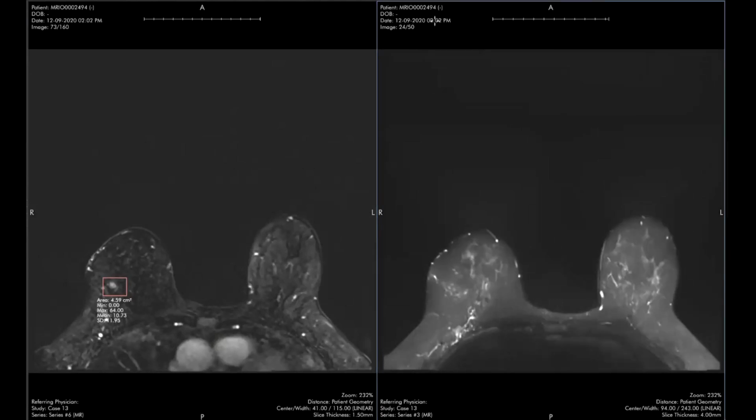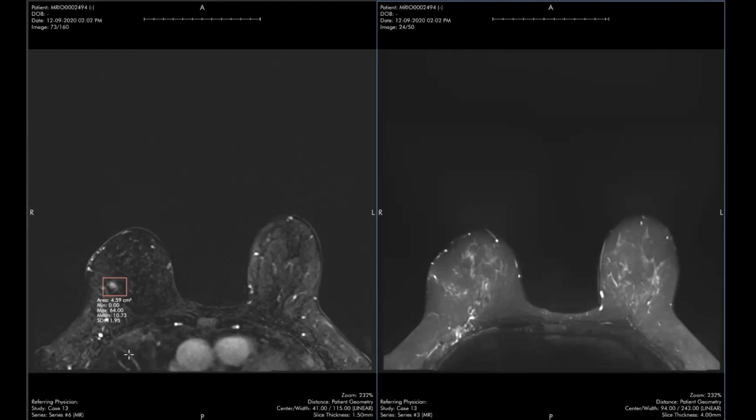So we have focal non-mass enhancement with homogeneous enhancement without a definite T2 correlate. Again, this is based predominantly on expert opinion, but this is probably an appropriate indication for a BI-RADS 3, and this is commonly given a BI-RADS 3 assessment.